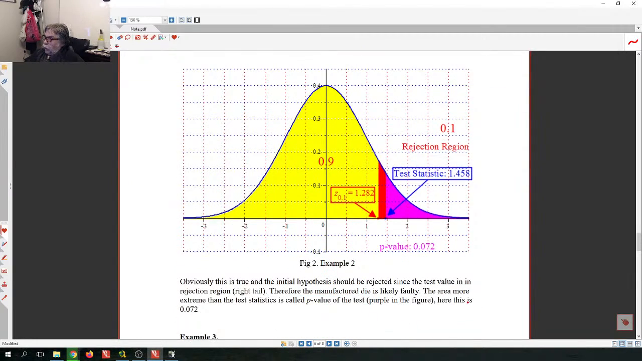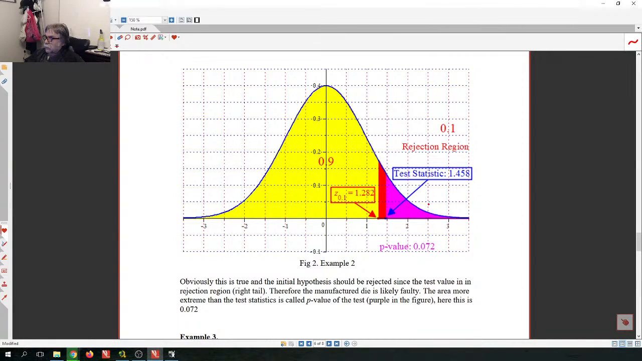Okay? One more thing to remember. When you look at this, what happens after the critical value, you have the area of 10%. When you look at the area of what happens after the test statistic, which is 1.458, you can look at the table. That happened to be what is called a p-value.